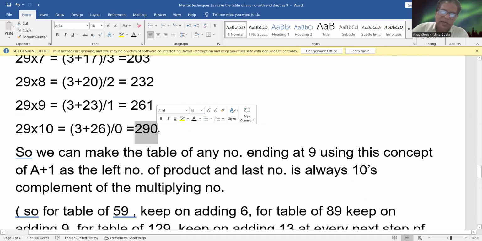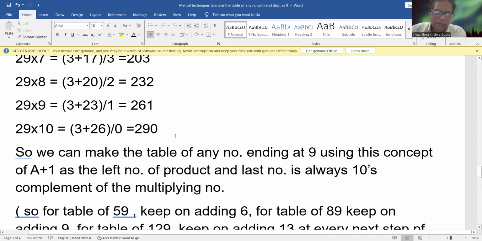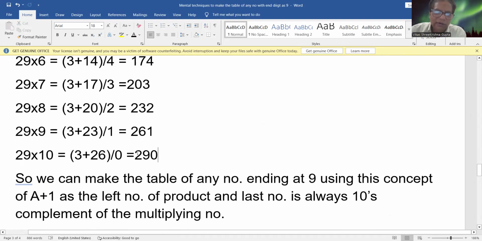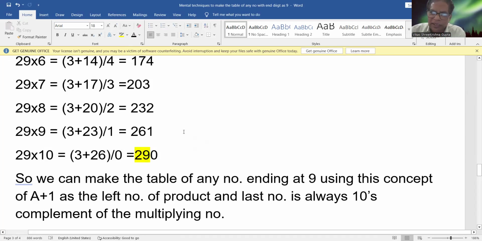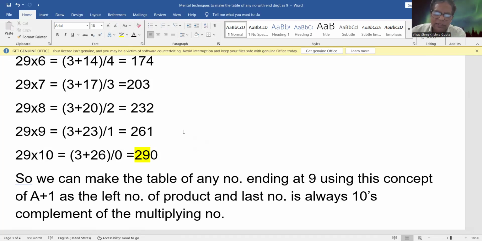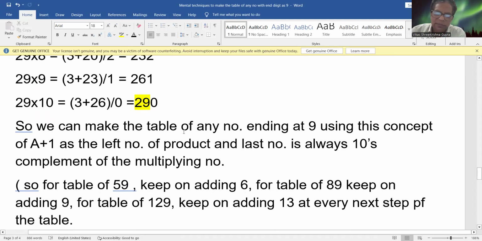It means my table is 100% correct. There is no mistake in making my table, because if I made any mistake anywhere, I would not get the number 29 in the end. It can be 27, 28, maybe another number, but I will not get 29. If I'm getting the number 29 at the end, it means my table is 100% correct. There's no mistake in doing any addition or writing any number.